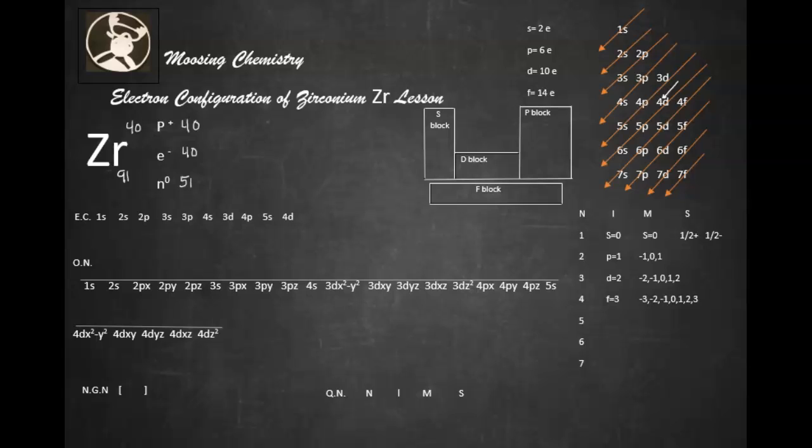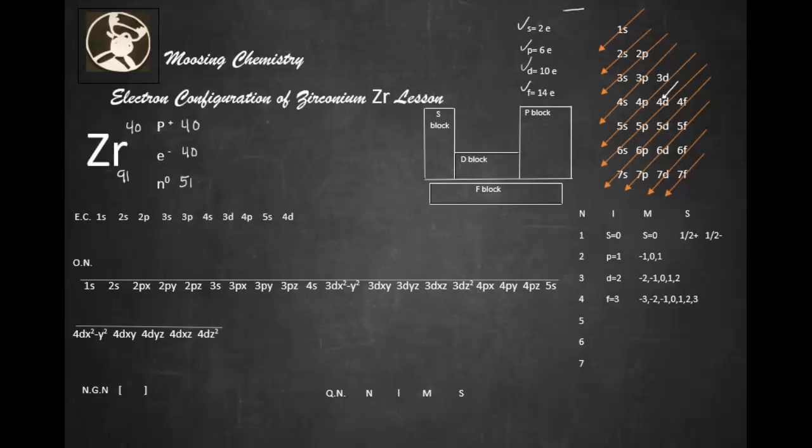Now let's do our electron configuration. Before we do that, we have to remember that the s subshell can hold 2 electrons, the p subshell can hold 6 electrons, the d subshell can hold 10 electrons, and the f subshell can hold 14 electrons. We're going to use the Aufbau principle, which states that the lower shells have to be filled before we fill the upper shell. And we're going to use something called the diagonal rule to do so.